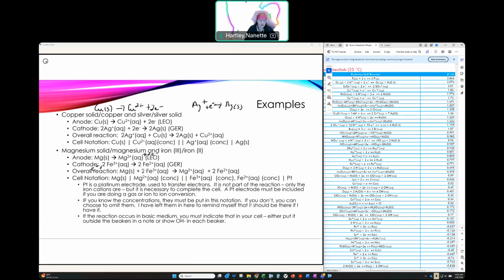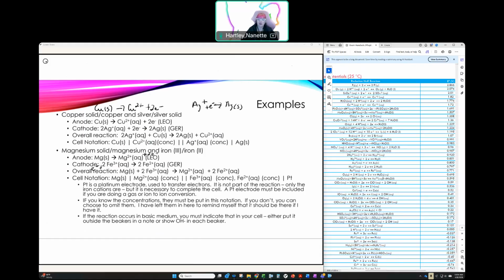Now, I know a lot of people get overwhelmed at this point. How do I know how many electrons it is? How do I know what's this? How do I know what's that? This table that you guys have got should help you with that. I can look and see this one told me iron 3 to iron 2, right? So iron 3 to iron 2, there's an electron right there. That tells me where the electron goes.